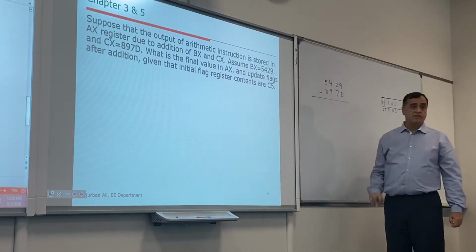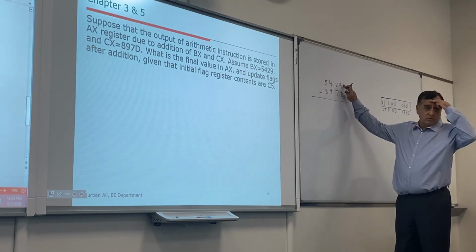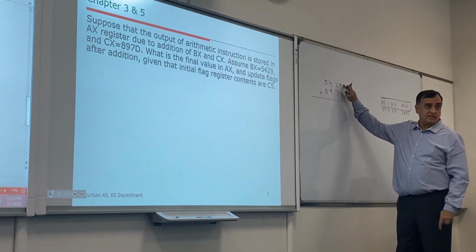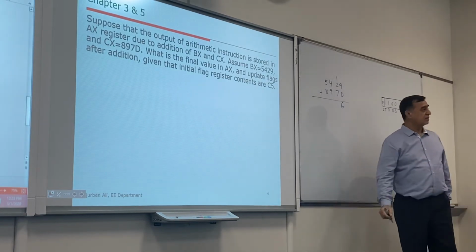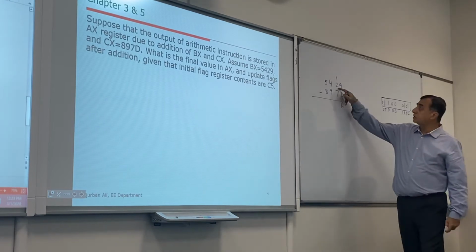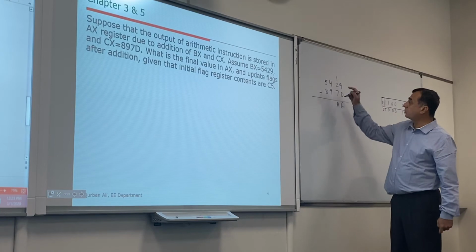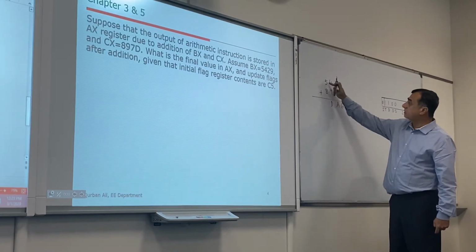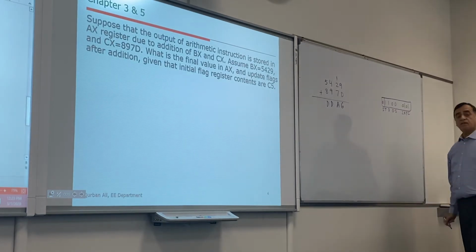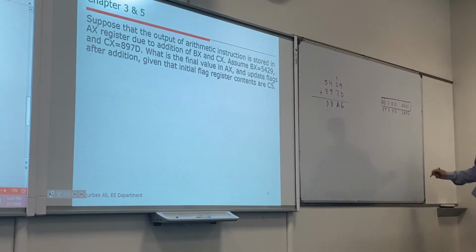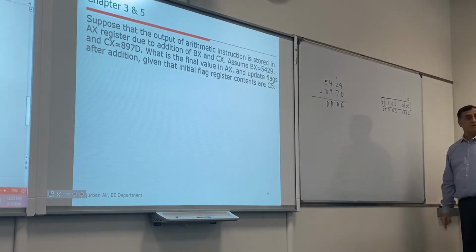D is what? 13. 13 plus 9 is 22. 22 minus 16 in hexadecimal, right? So 6 carry 1. 2 plus 1 is 3. 3 plus 7 is 10, A. 9 plus 4 is 13, which is D. 8 plus 5 is 13, which is D. Okay. Do we have a carry? No. So this will be reset to 0.